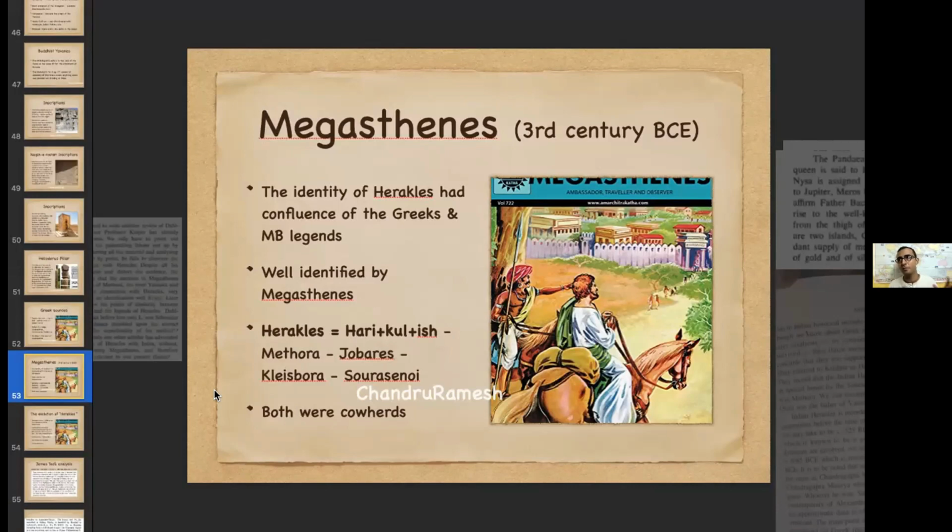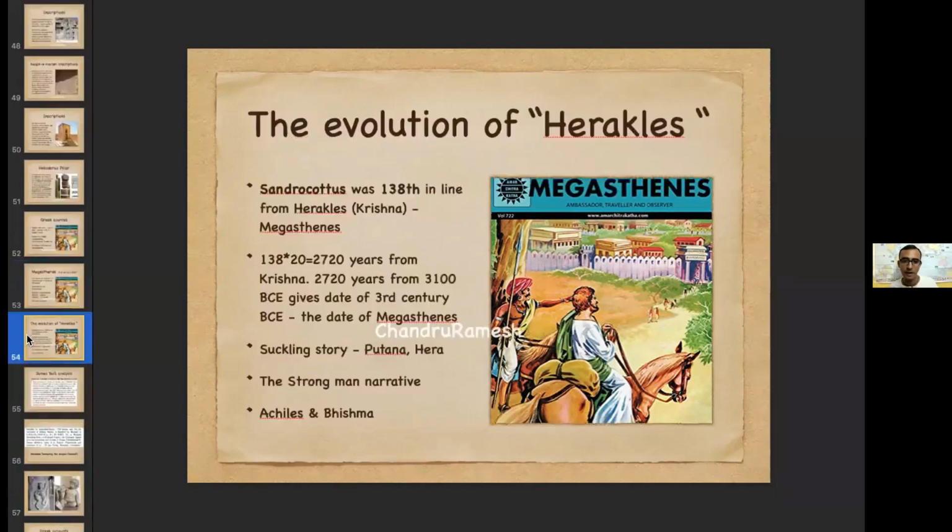When the Greeks came to India, they saw a god in India who was very similar to Heracles. Heracles was a cowherd, and the Indian god was also a cowherd. I'll show you in the coming slides how many similarities Heracles and Krishna have. So many similarities that when Megasthenes came, he felt that this is actually Krishna. I'm not saying that Heracles is Krishna, but Heracles has too many similarities with Krishna. So in Mithra, along the banks of the river Jobares, the Sorosenoi people worship a god called Heracles. We will see more evidence of how this is a fact. You can find that there are many similarities.